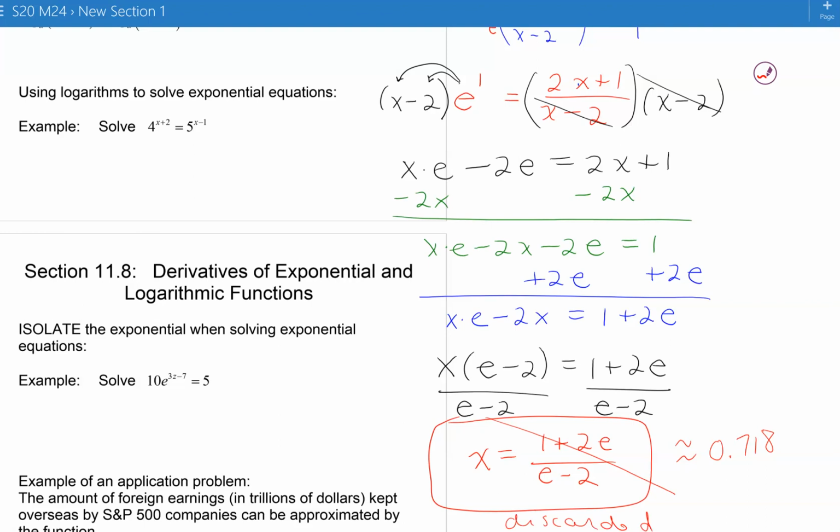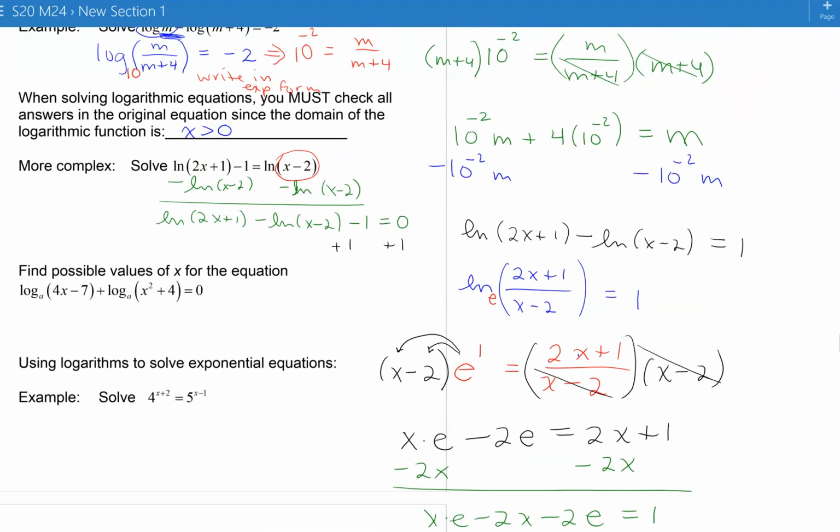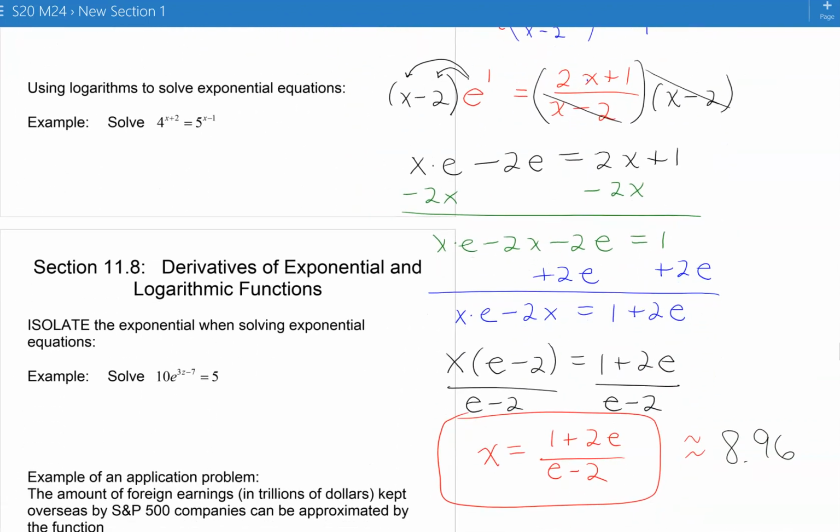And actually, let me double check because I'm not liking my answer there. Oh, take it back. Let me try one more time, make sure I get the same thing twice. So I have e times 2 and add 1. Then e minus 2 and divide that. Now I'm getting a better number, 8.96. So we go back to the original problem, and 8.96 is fine here, and 8.96 is fine here.